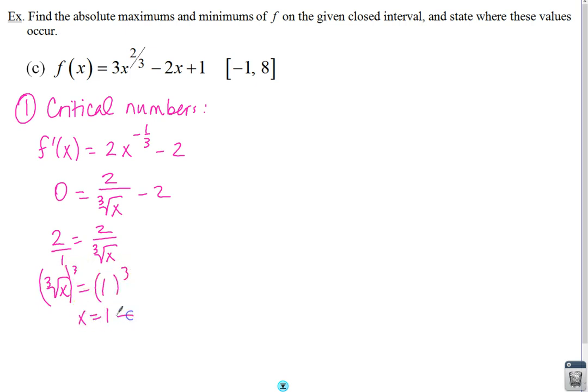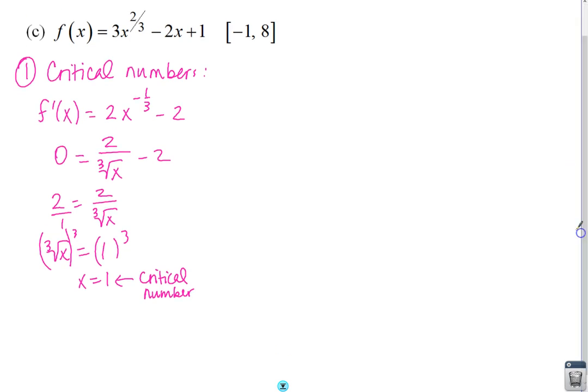This is a critical number, because this is where my derivative is equal to 0. Okay? I need to figure out if I have any places where, so this was where f prime of x was equal to 0. Is anywhere where f prime of x undefined?